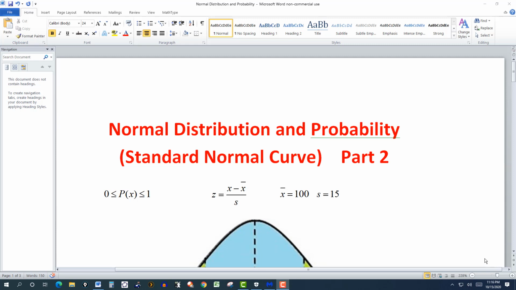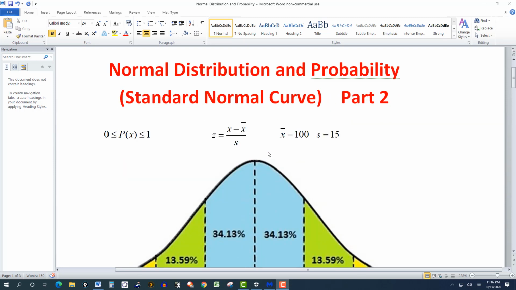This will be a follow-up video on what I did in the previous video. This will be part 2. So we're dealing with normal distribution and probability. Last time we used the standard normal curve. I laid down the foundation for the computation of probabilities for data that are normally distributed.